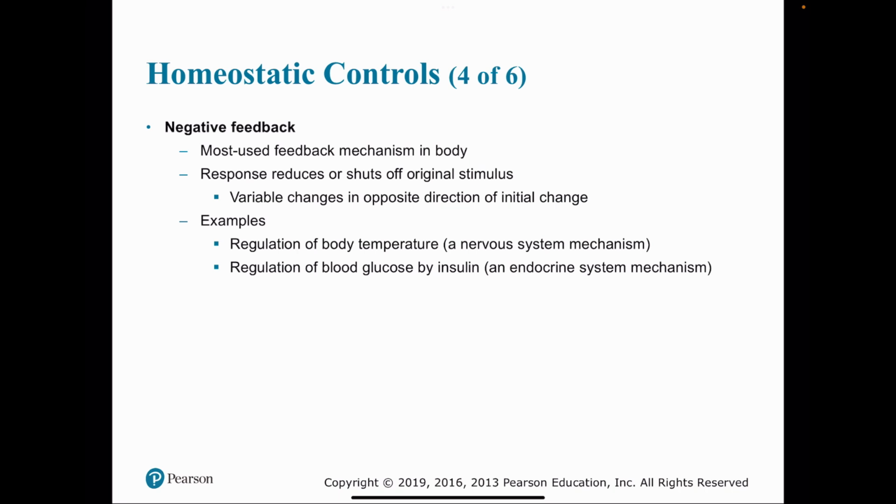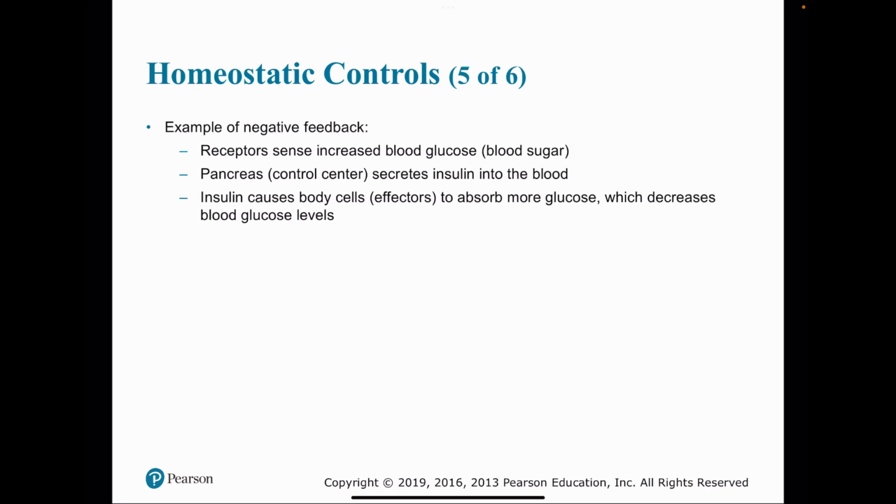Or regulation of blood glucose by insulin, one of the different types of hormones that we see that helps to maintain appropriate blood glucose levels. Examples of negative feedback: receptors sensing increased blood glucose levels, the pancreas secreting insulin being the hormone that lowers blood glucose levels. So the insulin causes the body cells to absorb more glucose, in doing so lowering the blood glucose levels.